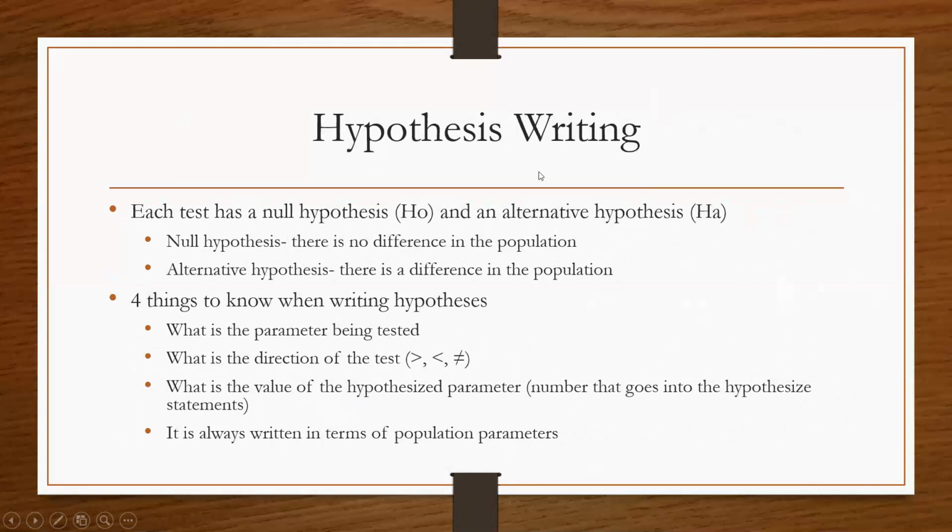So, hypothesis writing. This is all stuff that you've seen before, so I'm just going to briefly go over it. For each test, you have the null hypothesis and the alternative hypothesis. The null always says that there's no difference in the population. The alternative hypothesis states that there is a difference. Things to always remember when writing the hypotheses: ask yourself, what is the parameter being tested? What is the direction of the test? What is the value of the hypothesized parameter? And know that it's always written in terms of population parameters.